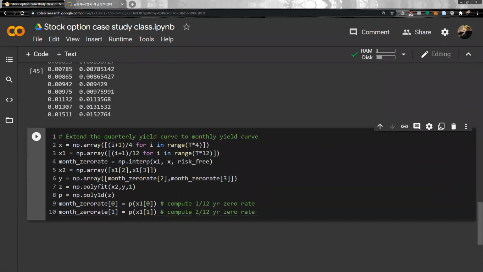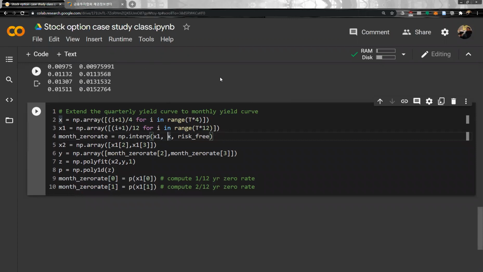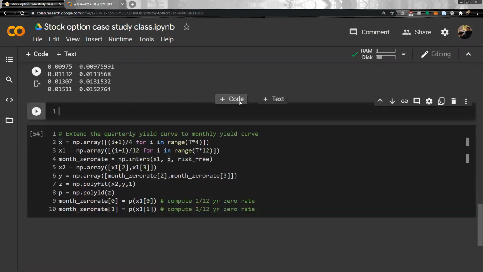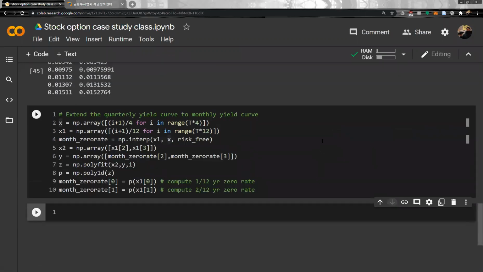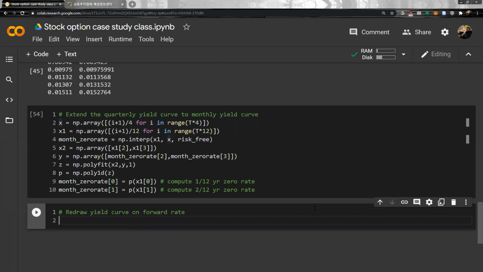And then we have interest rate. Because we want to predict the future interest rate in the risk neutral world. So it is a lot of concept, but basically we have the yield curve. And then from the spot rate, we want to compute some future rate, something called forward rate. Redraw the yield curve based on forward rate.